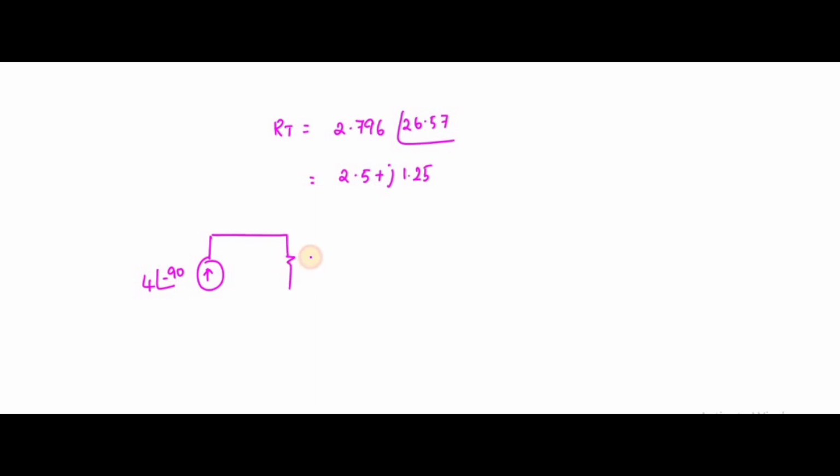So this RT value is equal to 2.796 with angle 26.57. This I can convert into rectangular form as 2.5 plus J1.25. So I can read it as: this is 4 angle minus 90, and this one is 2.5 in series with J1.25.